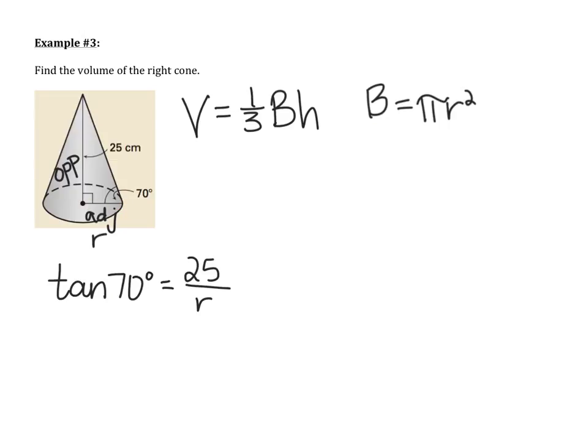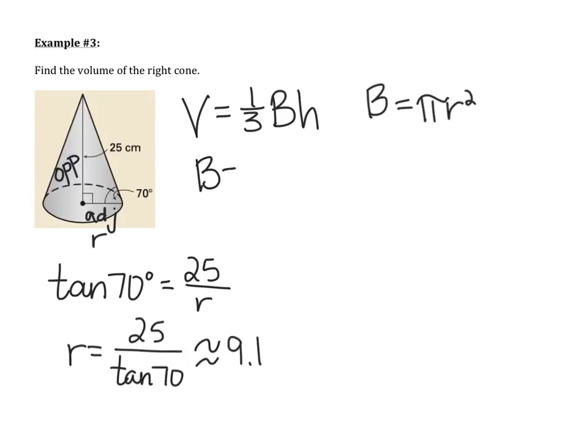So this would be a two-step problem. We're going to multiply by r and then divide by tangent. So r would end up being 25 divided by the tangent of 70 degrees, which is about 9.1, and in this case would be centimeters. So when we go to find our base now, it would be pi times 9.1 squared, and let's just leave that in terms of pi. 9.1 squared is equal to 82.81, so 82.81 pi. That's what we're going to put in place of the big B, and again, the height is 25. So we're ready to find the volume now.